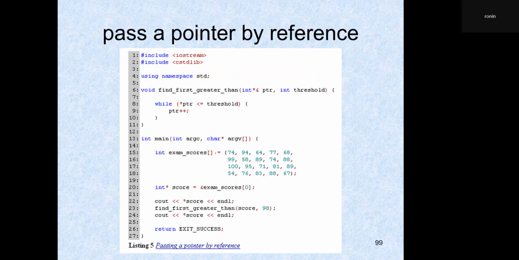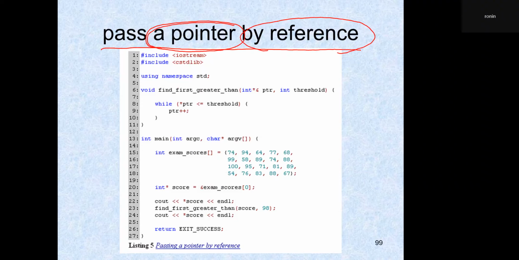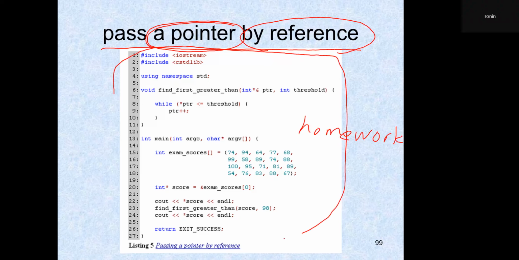Okay, this is an example of passing a pointer by reference. That means the parameter is a pointer and passed by reference. This is your homework. You should read this source code and output this code's result. This is a homework for you. And you just hand in the result of this code.